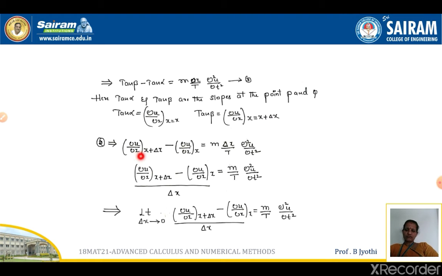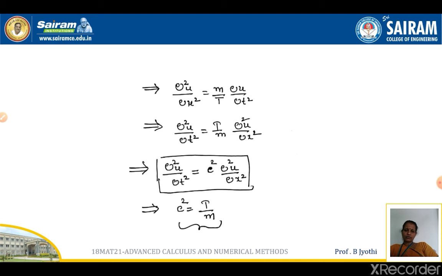So the second equation implies ∂u/∂x at x plus delta x minus ∂u/∂x at x is equal to m delta x by T into ∂²u/∂t², and dividing by the increment, that is delta x. So we are getting ∂u/∂x at x plus delta x minus ∂u/∂x at x, divided by delta x, gives us the right hand side. That is, by taking the limit as delta x tends to 0, we get ∂u/∂x.